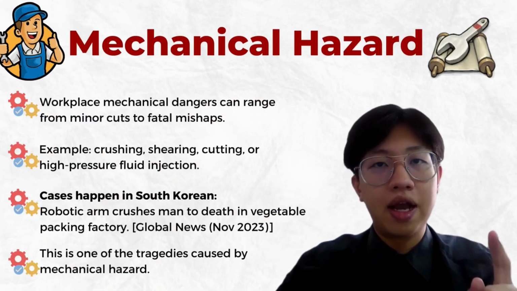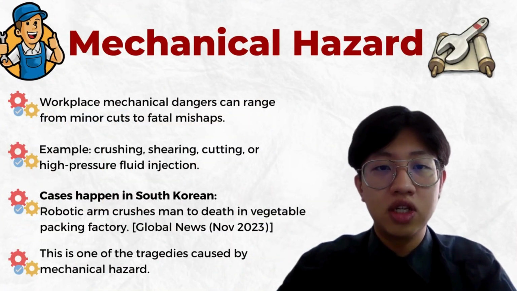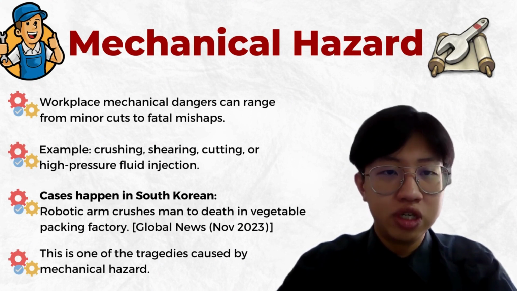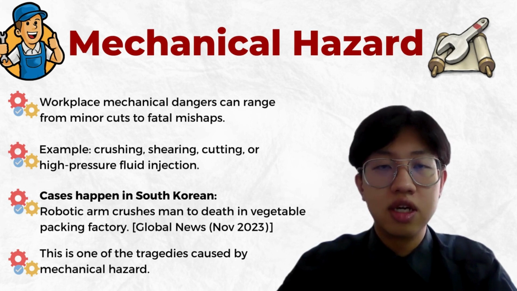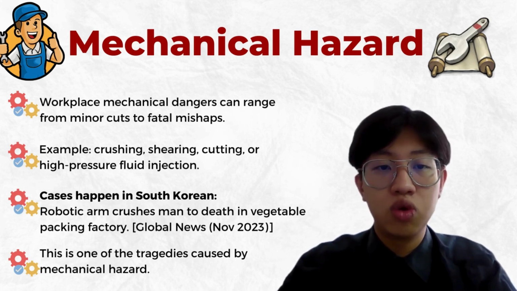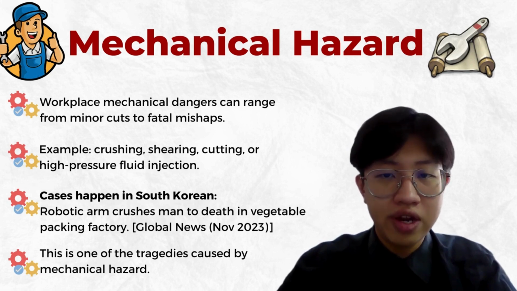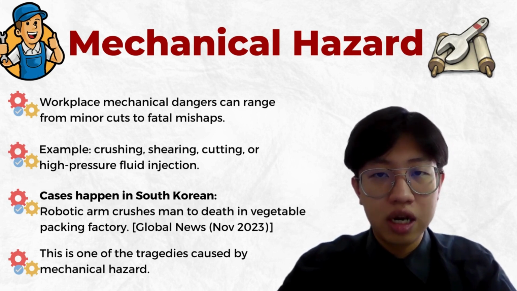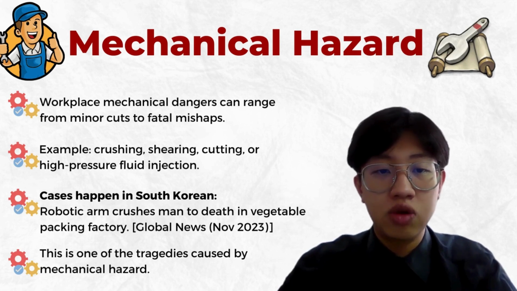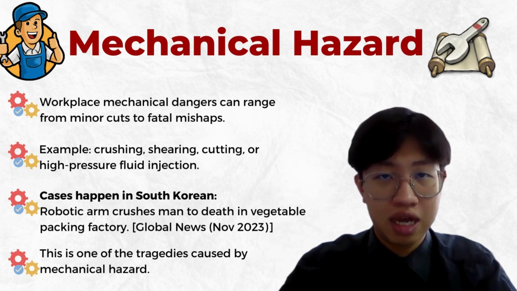The next one, mechanical hazard. Workplace mechanical danger can range from minor cuts to fatal mishap due to the usage of machinery or exposure to it. These concerns are exclusive to powered machinery, but manually operated machines can also be dangerous. Crushing, shearing, cutting or severing, entanglement, impact, and high-pressure fluid injection are examples of common mechanical risks. Employers must put in place adequate training, routine maintenance, and efficient safety measures to reduce this hazard.